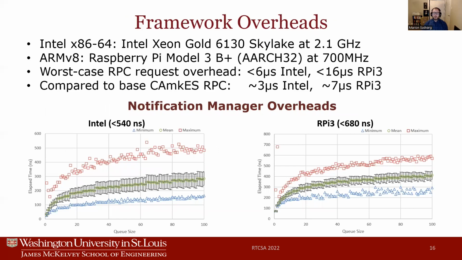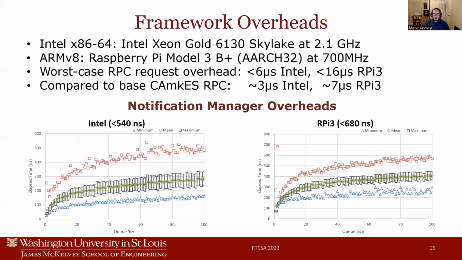To measure the overhead induced by our framework, we measured RPC request times on both an Intel x86-64 platform and a Raspberry Pi Model 3B+. We found that RPC invocation times under our framework remained under 6 microseconds on Intel and under 16 microseconds on the Raspberry Pi. When compared to base CAmkES RPC invocation times, which were around 3 microseconds on Intel and around 7 microseconds on the Pi, we see that our framework does not introduce substantially more overhead.